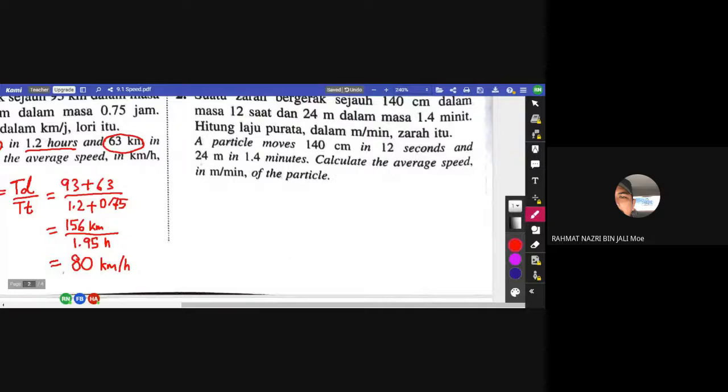Next one. A particle moves 140 centimeter in 12 seconds and 24 meter in 1.4 minutes. So we have a different unit for the time here. The first movement with 140 centimeter, the time in seconds, but the second movement in minutes. So we have to make sure we have the same unit before we plus together. The distance in centimeter, the second one in meter, so we have to change it to meter. Let me refer to the question. Calculate the average speed in meter per minute. So the distance we have to change it to meter, and then the time we have to change it to minutes.